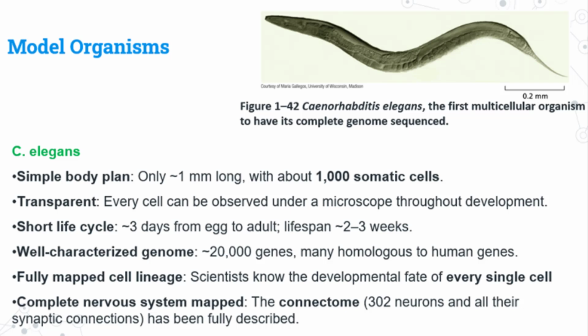And crucially, many of its roughly 20,000 genes are homologous to human genes. Meaning they're related evolutionarily. Yes, they share a common evolutionary origin and often have similar functions. So the worm's simplicity plus that genetic connection is incredibly powerful.